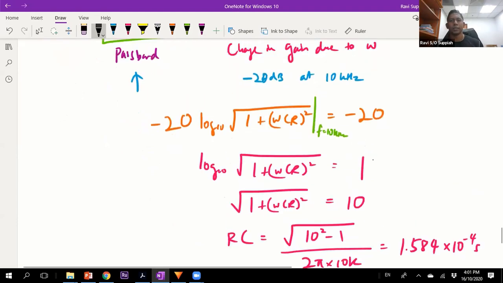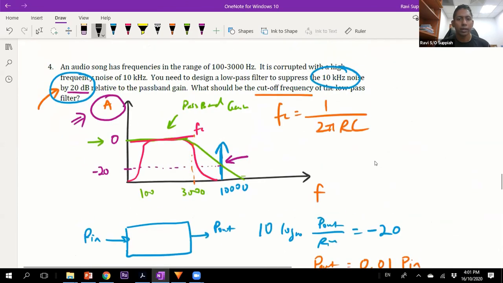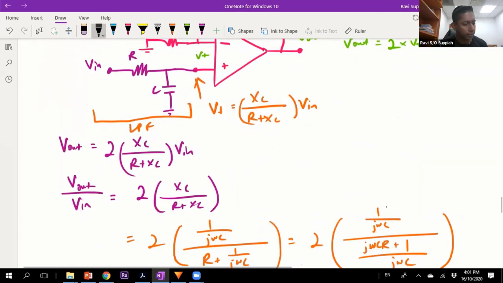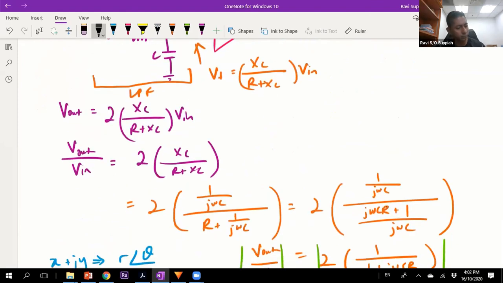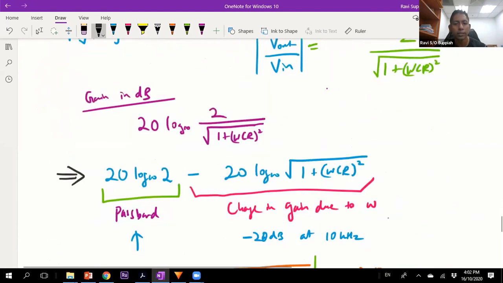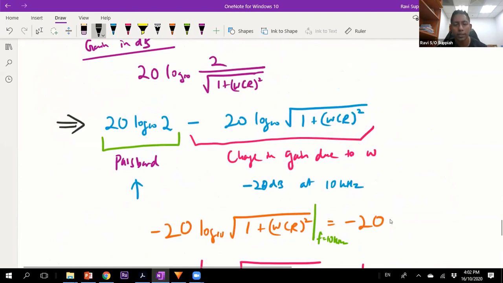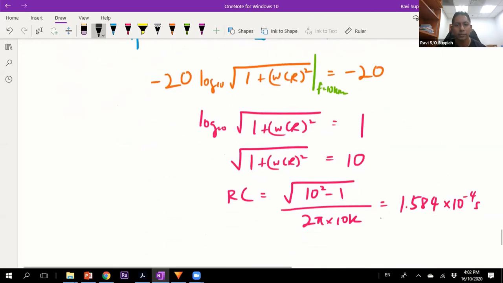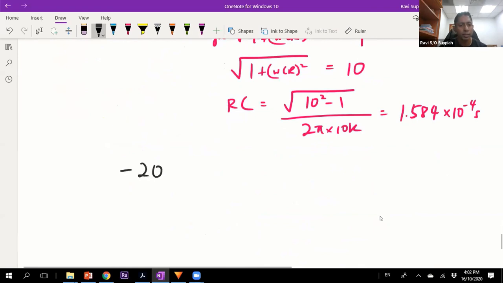But what do we know about FC? FC is always what? FC is somewhere over here, and FC is the minus 3 dB point. Okay, we know that FC is the minus 3 dB point. That means we can come back in and say that what we want is the same thing, but for this second half of the expression, we want it to be minus 3 dB at FC. So let's look at that. Minus 20 log to the base 10 of root 1 plus (omega RC) squared must be equal to minus 3.